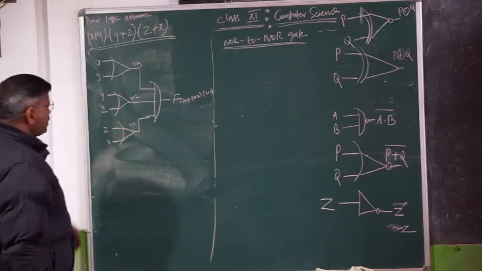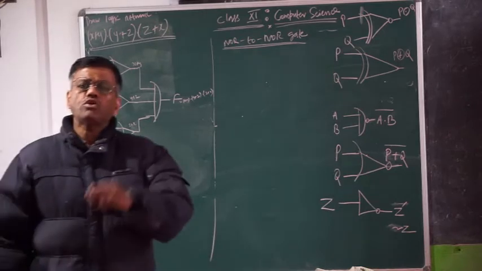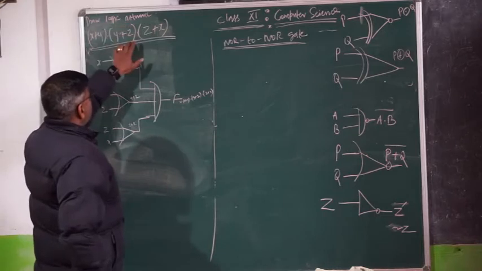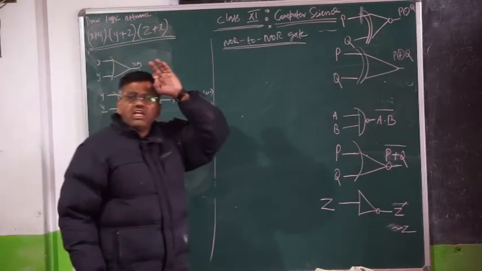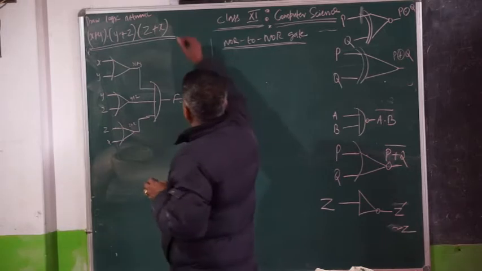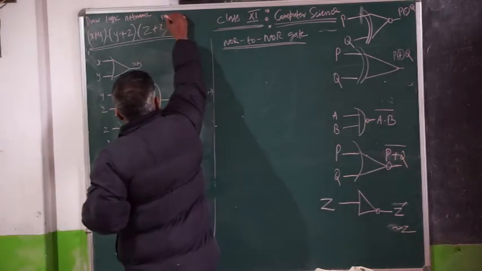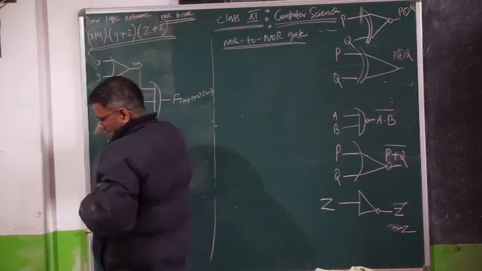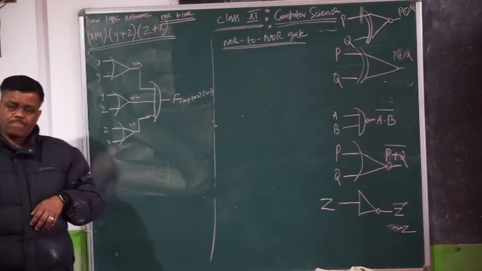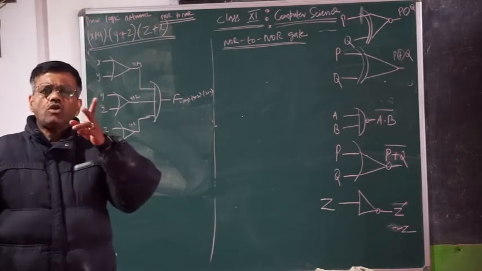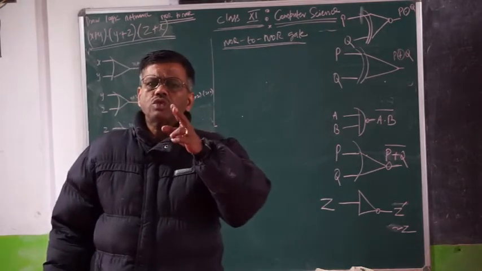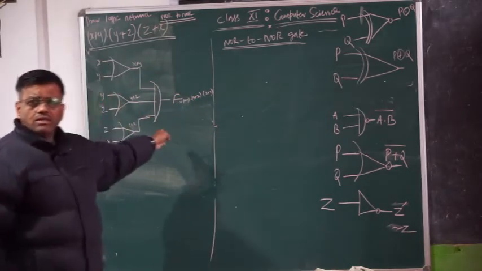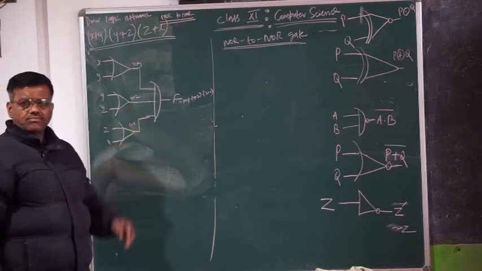Right. Same thing, I want to do it with the NOR to NOR gate. I am using the same thing, draw the logic diagram for this Boolean expression only with NOR to NOR gate. I will tell you what it is. NOR to NOR gate means you have to use NOR gate twice. You will get back this.